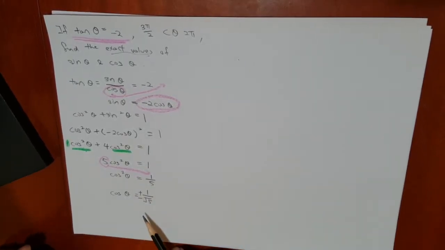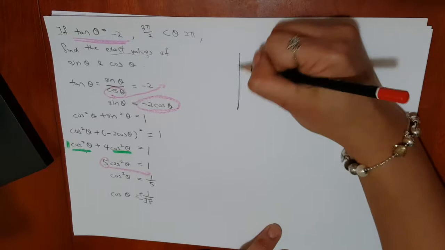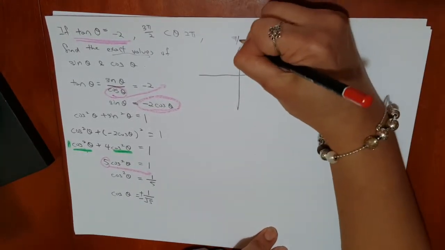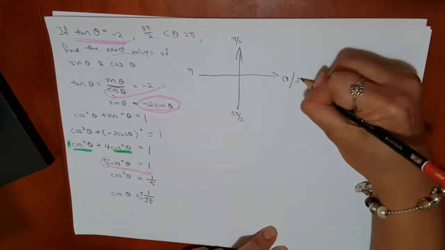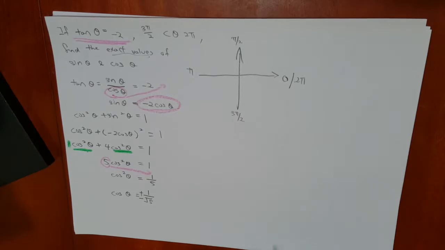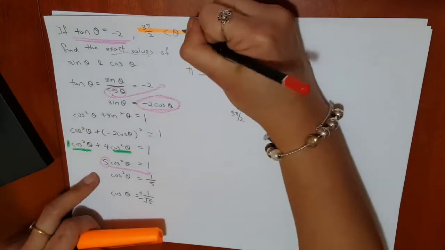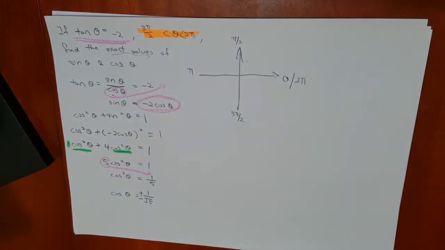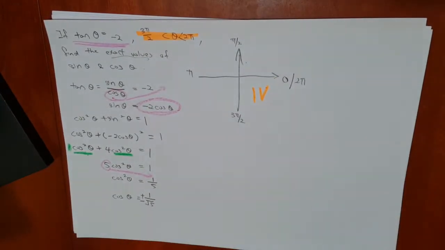So how do we determine whether cos is plus or minus? The same way as what we have done before. Unit circle. This is 0, this is pi over 2, this is pi, this is 3 pi over 2, and this is 2 pi, and it is clearly stated that theta is between 3 pi over 2 and 2 pi. So it's actually on the 4th quadrant here.